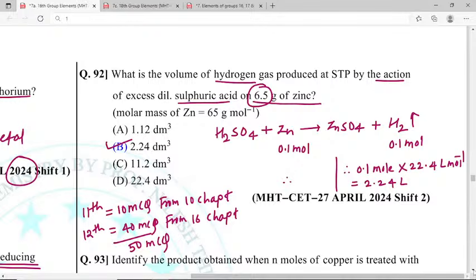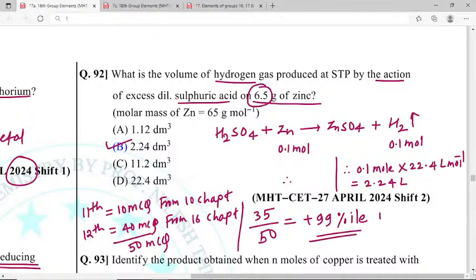And out of the 50 marks, if you obtain 35 marks, you will get plus 99 percentile in the first attempt. That is the April exam.